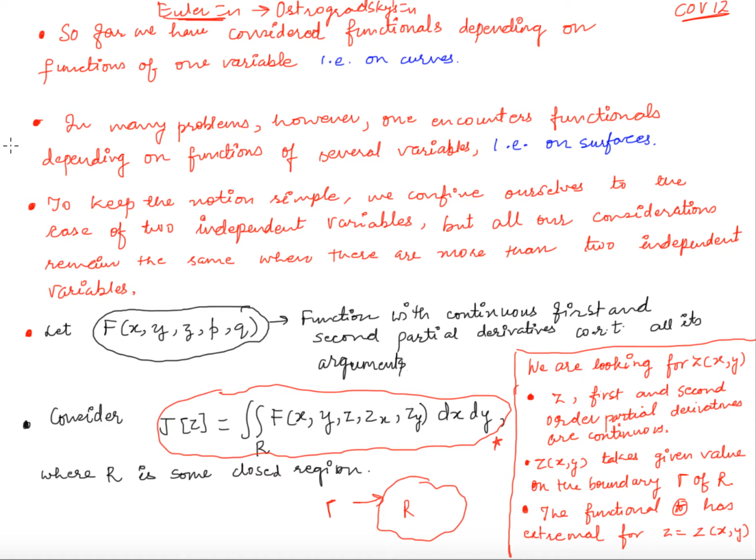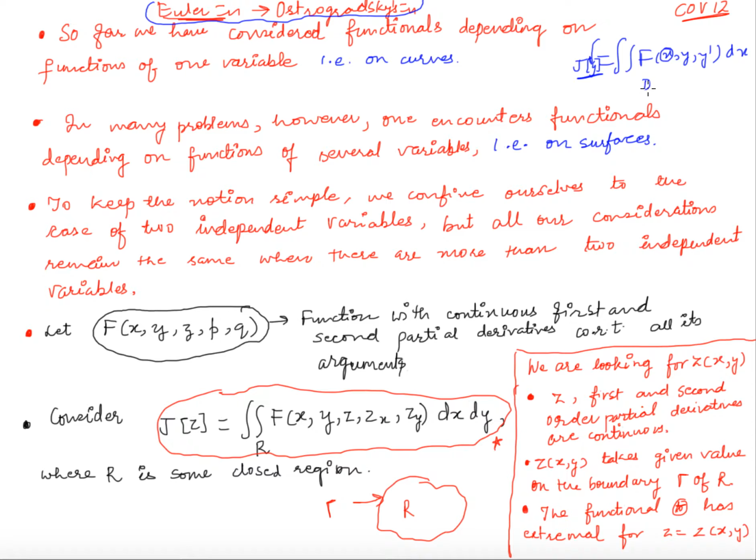So this is where we are heading. We are trying to find this generalization of Euler's equation. So let's see what this generalization is. In the case of Euler's equation, we had this functional, the integral of F(x, y, y') dx. Here we had the input function as y of x, and y was a function of x only, one variable only.